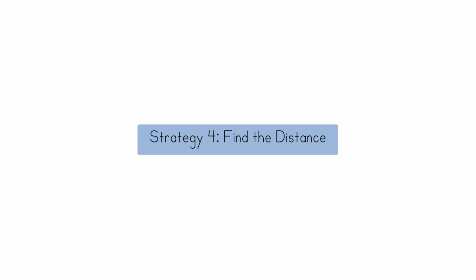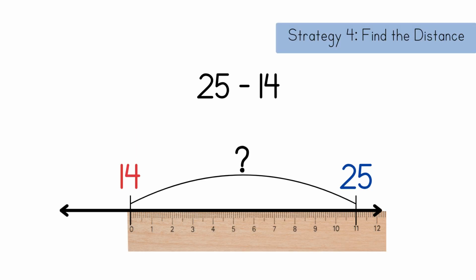Strategy number 5, find the distance. This strategy is really cool because when I was a student, I never really thought of subtraction this way, but in real life, I think of subtraction this way all the time. Why would I not solve problems this way on paper? Instead of trying to get to the answer on your number line, what if we just looked at 25 minus 14 and we were thinking, well, we have to find how much is in between that. That's what we're really finding, right? I'm going 14, 15, 16, 17. How much do I have to count to get to 25 from 14? What's the distance between it?